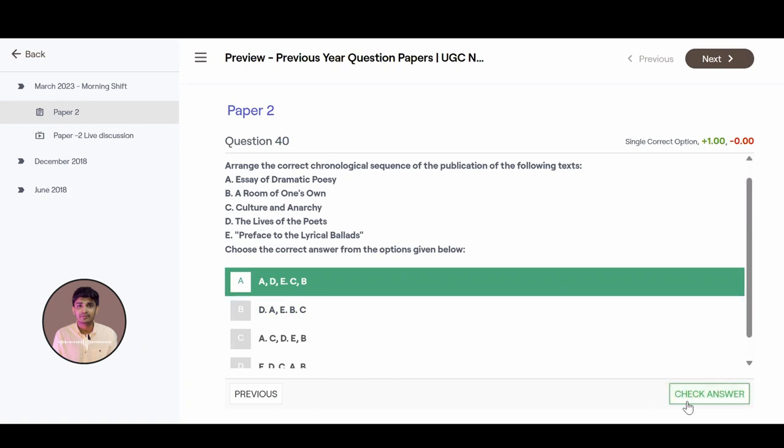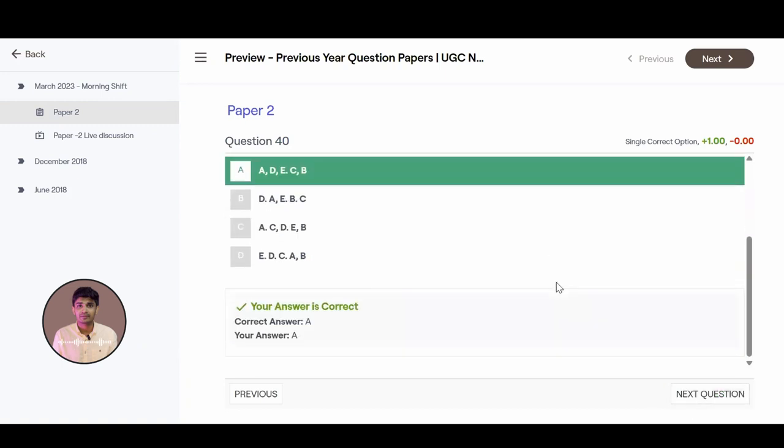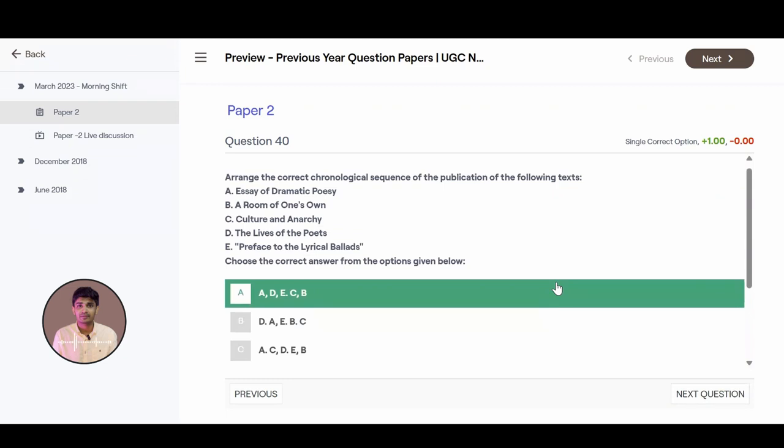Let's try with A. A is a correct answer, meaning the first is Essay of Dramatic Poesy. It is written by John Dryden and it was published in 1668. 1668 is sometime post Jacobin era, mid 17th century. John Dryden comes to that era. So if you know Essay of Dramatic Poesy is written by John Dryden, you can at least place the era.